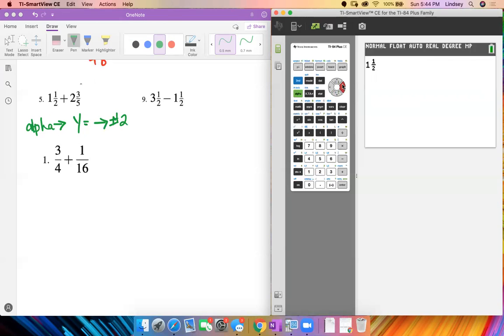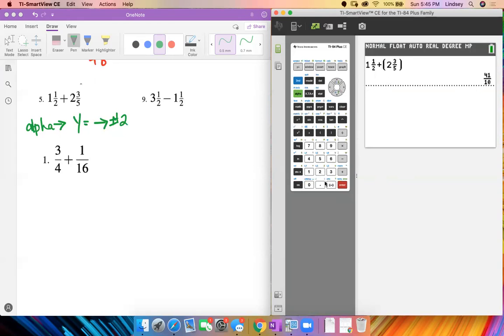And then to get out of the fraction, we just hit the over sign, and we're going to do plus, and then we're going to do the same thing again. Alpha, y equals, number 2, and then we have 2 and 3/5. Okay, and it doesn't help if y'all just watch me; open up your calculator and practice doing it as well. Okay, so we're going to hit equals. Look, it automatically put it in parentheses for me, and it's going to give me an improper fraction.